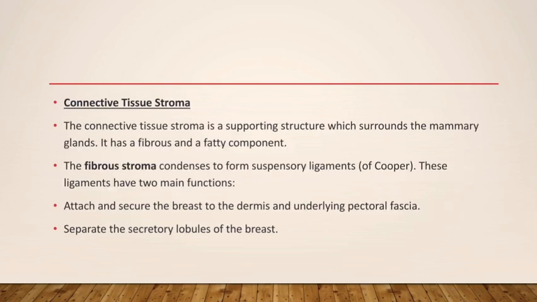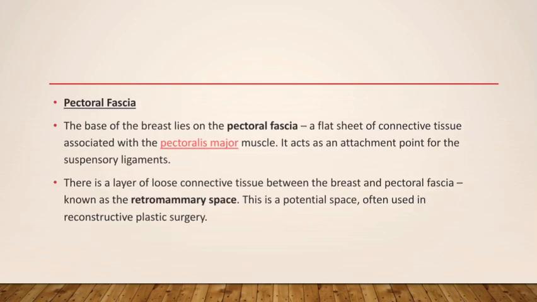Connective tissue stroma. The connective tissue stroma is the supporting structure which surrounds the mammary gland. It has a fibrous and a fatty component. The fibrous stroma condenses to form the suspensory ligaments of Cooper. These ligaments have two main functions: they attach and secure the breast to the dermis and the underlying pectoral fascia, and they separate the secretory lobules of the breast.